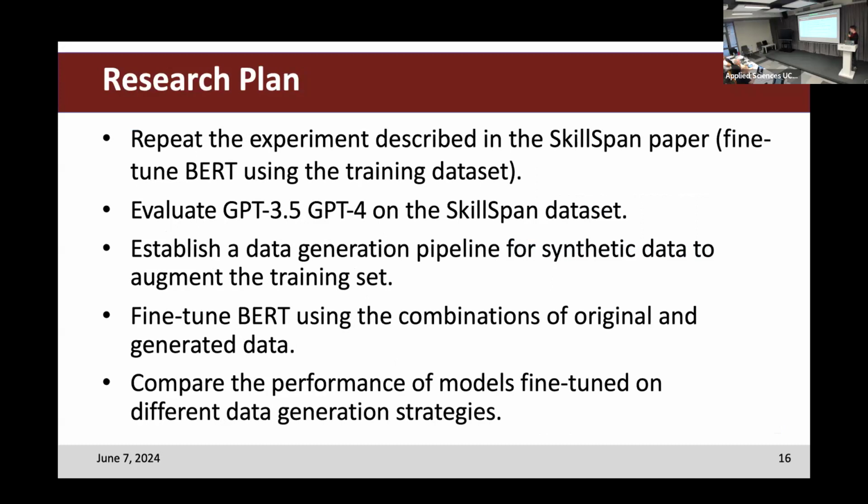So what's the research plan? The first item, I've already told it: repeat the experiment. Then we want to evaluate GPT 3.5 and GPT-4 on the SkillSpan dataset. Then we want to establish a data generation pipeline for synthetic data to actually augment the training set and to fine-tune BERT using the combination of original and generated data. And then we want to compare the performance of the model fine-tuned with the synthetic data and the baseline.